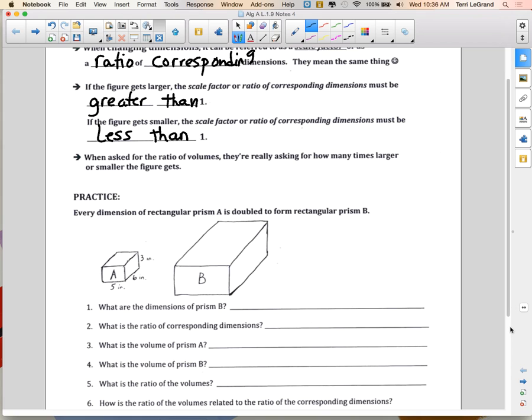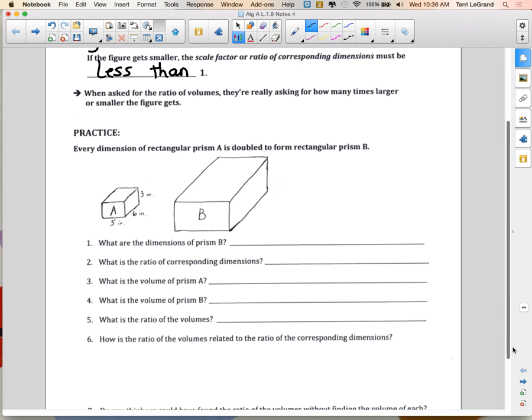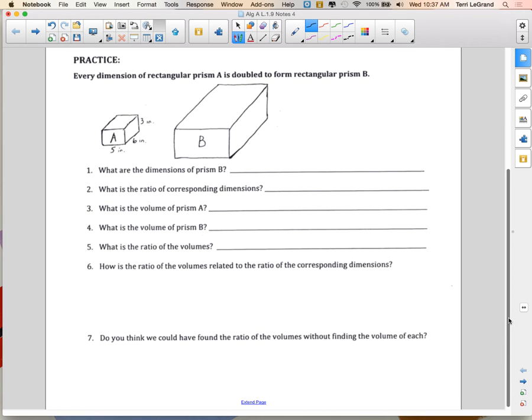So when we're asked for the ratio of volumes, our next arrow here, they're really actually asking us how many times larger or smaller the figure gets. So just like yesterday, if they ask you for the ratio of volumes, you can think of it like this: how many times larger is the new figure? Or how many times smaller is the new figure? Okay? So let's go practice here with a couple of prisms.